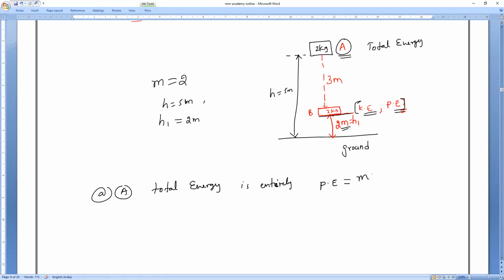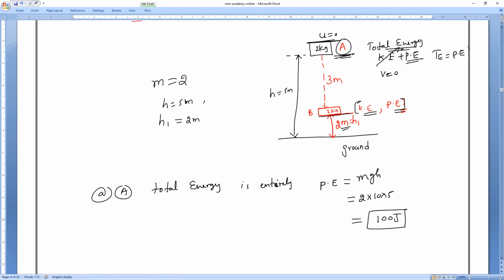Entirely potential energy, because velocity is 0. So potential energy at point A is 2 into 10 into 5, which is equal to 100 joules. Total energy is equal to kinetic energy plus potential energy. Initially, velocity is 0, so the kinetic energy becomes 0. So by that time, the total energy is equal to potential energy. Am I right or wrong, guys?